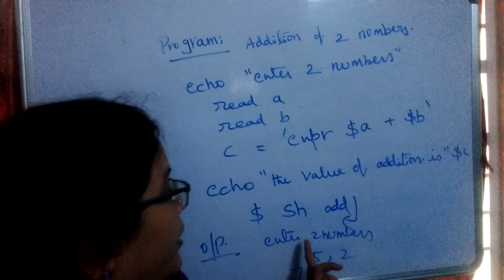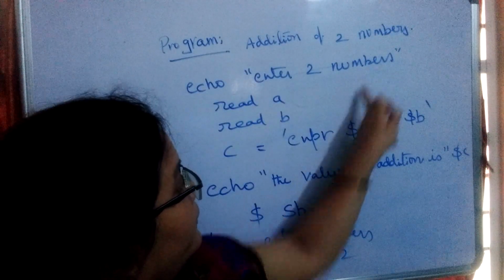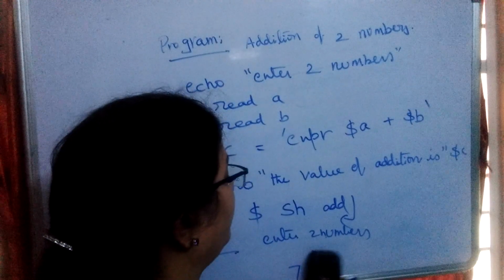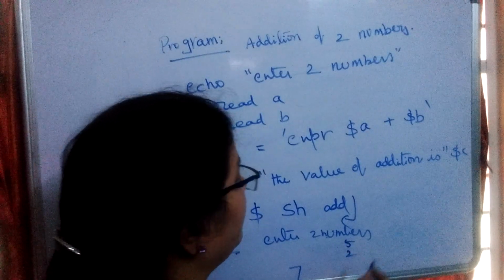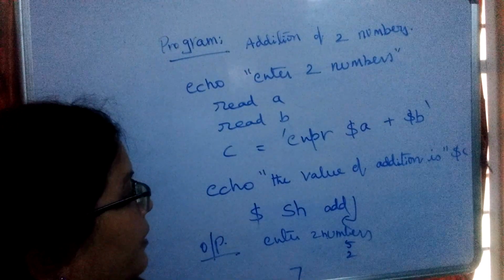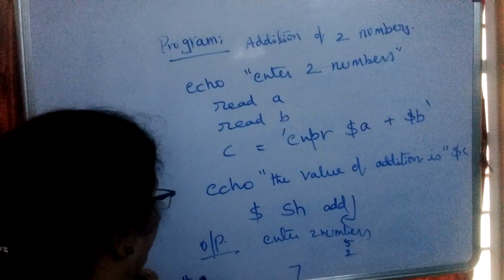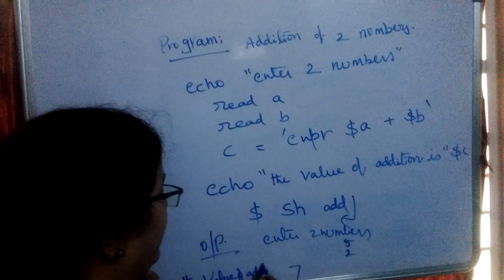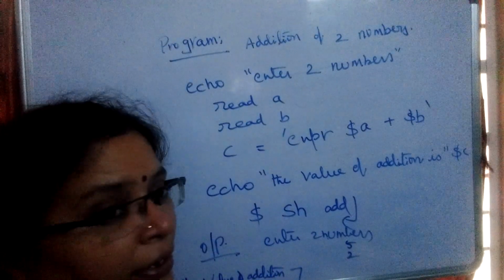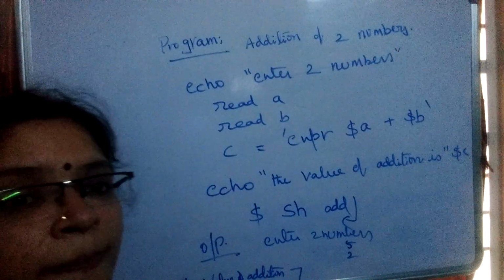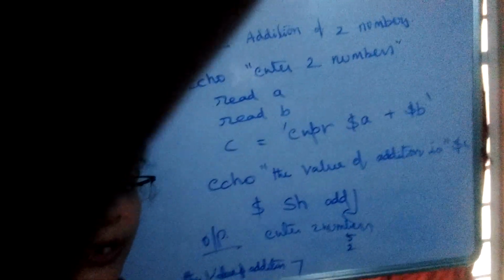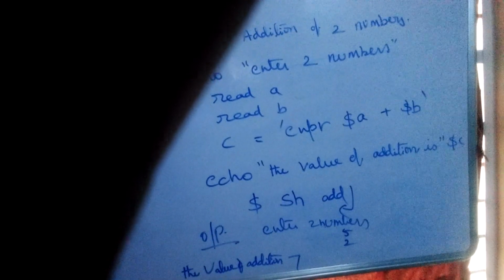So it asks enter two numbers. In the echo, whatever is there, it asks you. You read A and read B. First you give the number 5, next you give the number 2, and the addition will be displayed. Echo is there, no? Whatever is there, that is printed on the screen. The value of addition is 7. Like that, the output will be displayed to you. So it's clear now. This is the value of the addition.